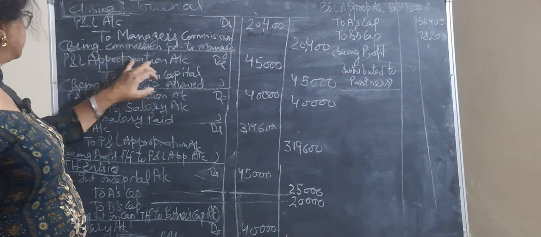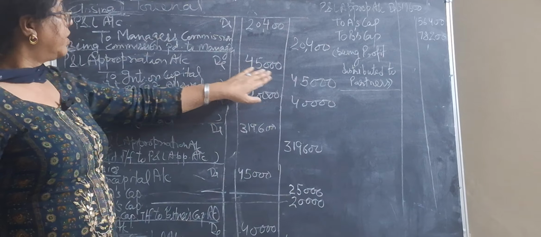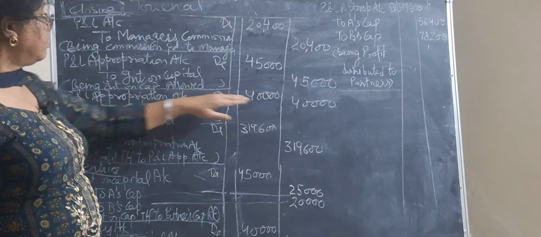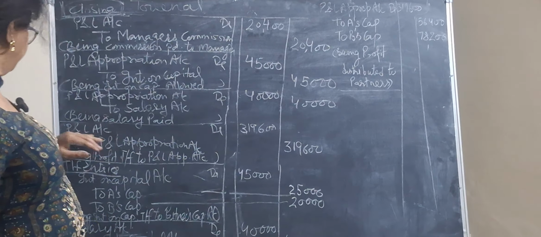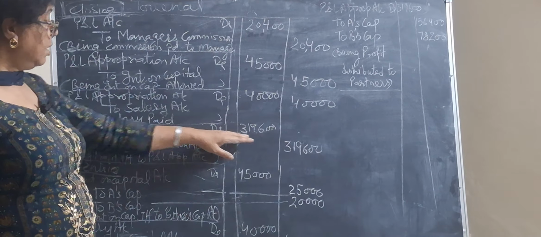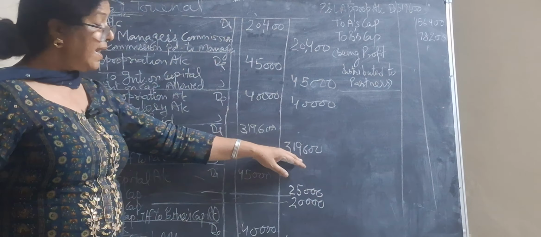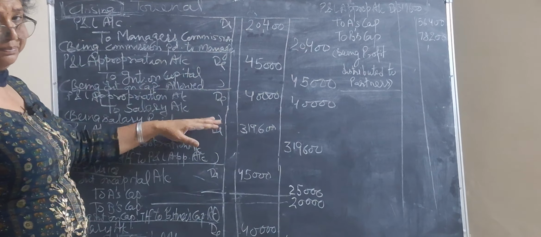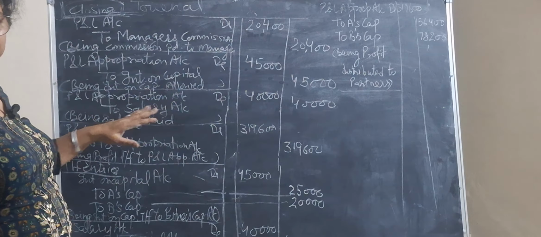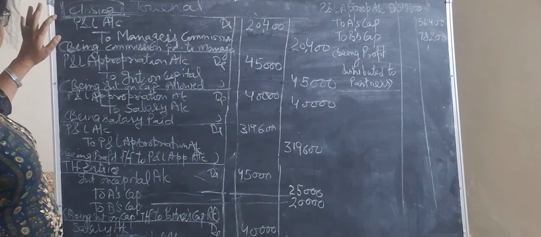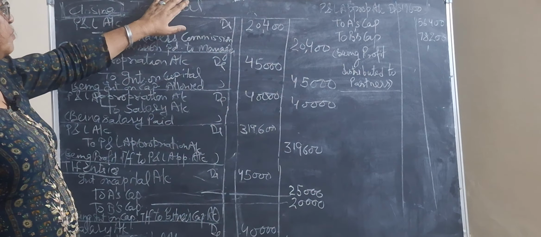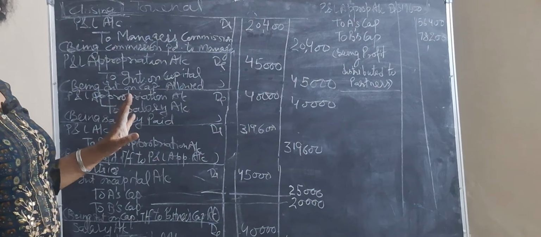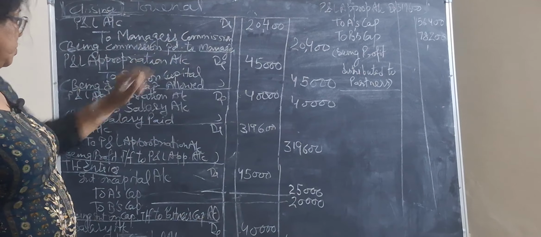Now, P&L appropriation account to interest on capital, 45,000, right? P&L appropriation account debited to salary account, 40,000. And P&L account to P&L appropriation account, profit is 3,19,600. So entry can be done in any order. There is no such order there. But that is a must: you have to write at the top journal, then particular, LF, debit amount and credit amount. That format should be complete, and then you have to write the narration.